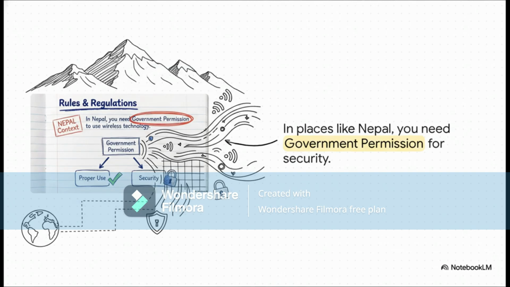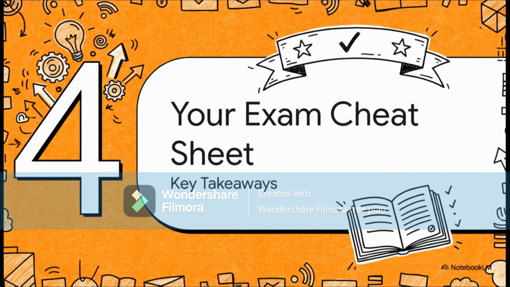And that's for two big reasons. One, to make sure signals don't mess with each other. And two, for security. It just keeps everything orderly and safe for everyone. All right, that was a lot, I know. So let's pull everything together. This right here is your official exam cheat sheet. Think of this as the ultimate summary of everything you need to remember.